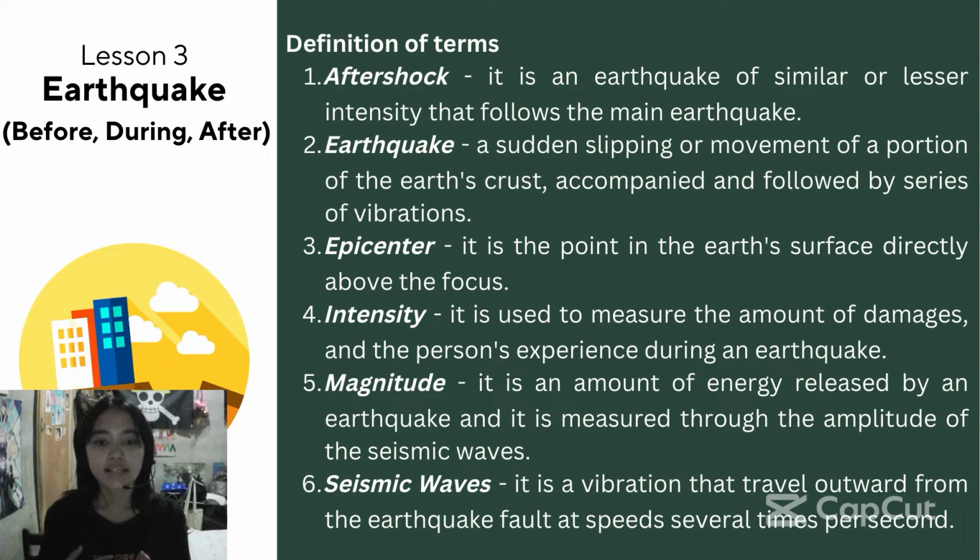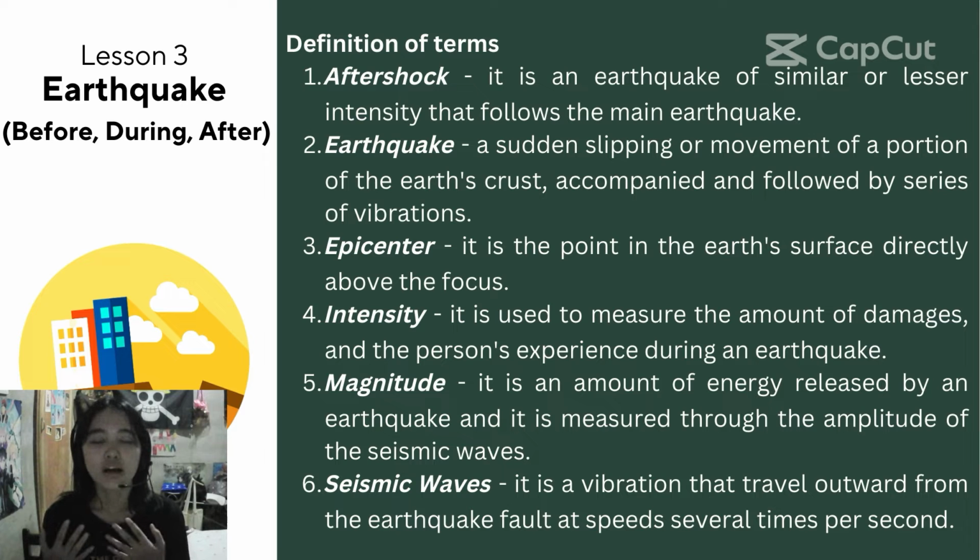So, number 4 is the intensity. It is used to measure the amount of damages and the person's experience during an earthquake. So, ang intensity daw, kay muna siya ang kanang mga nakuan nga damage. It can be measured through Roman numerals. And then, it measures the damages and the impact sa tao, unsa ang impact sa earthquake sa mga tao.